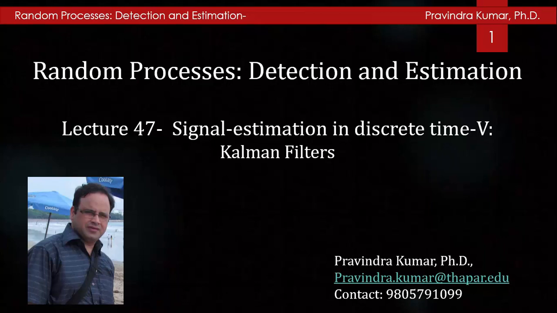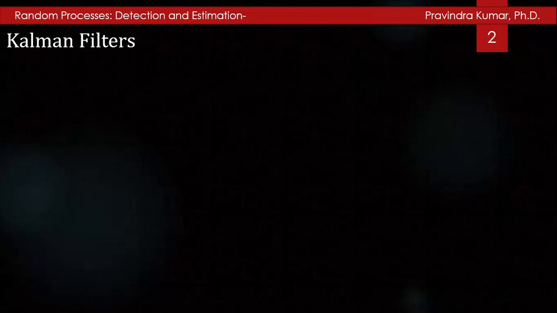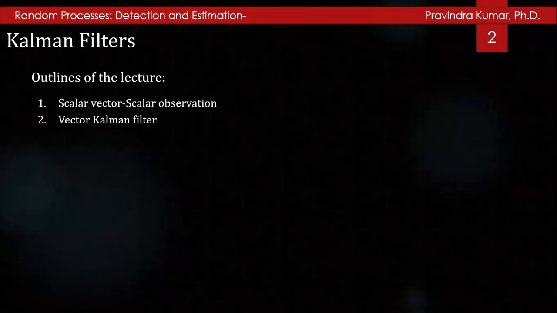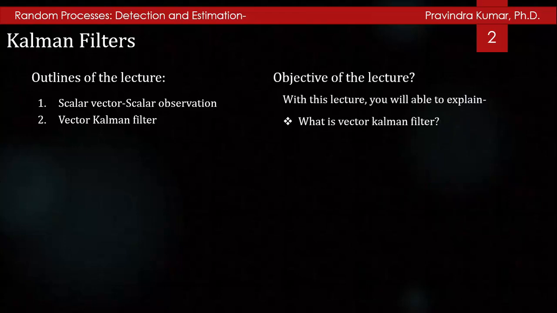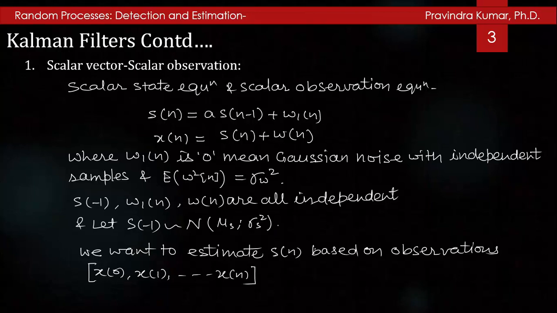In the previous lecture we discussed the dynamical signal model and the scalar Kalman filter. In this lecture we will continue our discussion with Kalman filters. The outline of this lecture is scalar state, scalar observation, and the Vector Kalman filter. The objective of this lecture is that you will be able to explain what the Vector Kalman filter is. Now first we consider scalar state, scalar observation.